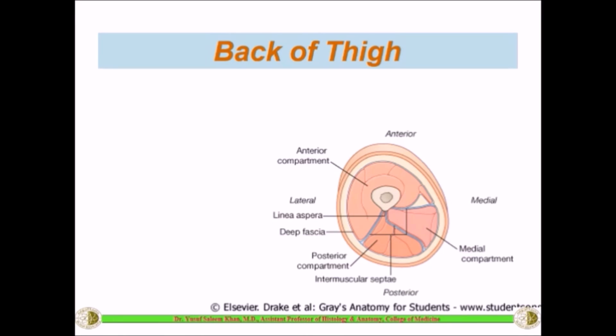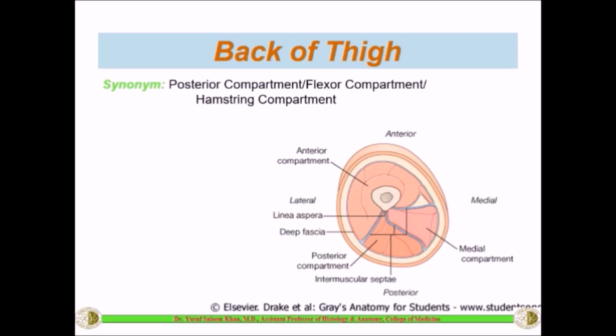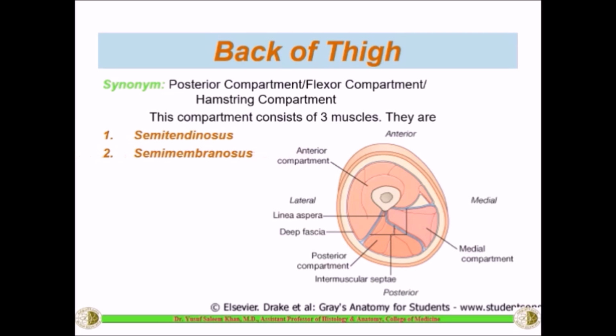Now let's discuss the back of the thigh. The other name for the back of the thigh is the posterior compartment of the thigh, or depending on the action, it is also called the flexor compartment of the thigh, or the hamstring compartment. This compartment consists of three muscles. They are semitendinosus, semimembranosus, and biceps femoris. These are the three muscles present in this compartment.